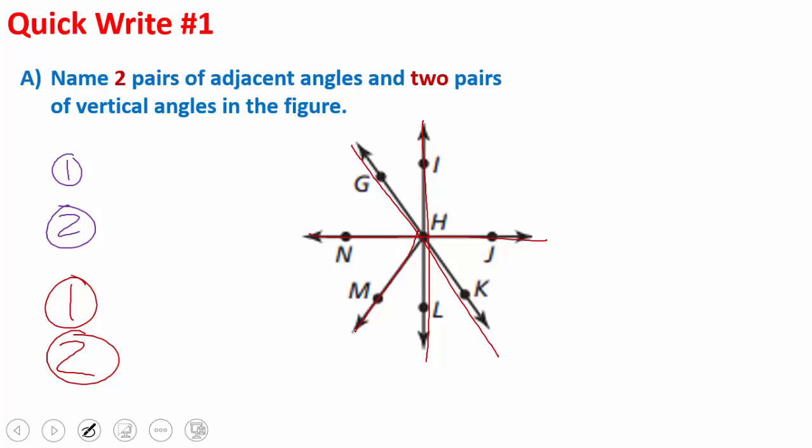If I want to say, hey, I've got some adjacent angles, I could say this angle here and this angle here. So angle 1 and 2, if I labeled them, those would be adjacent because they share a line, they share a side, and they share a vertex. That's up to you. All right?